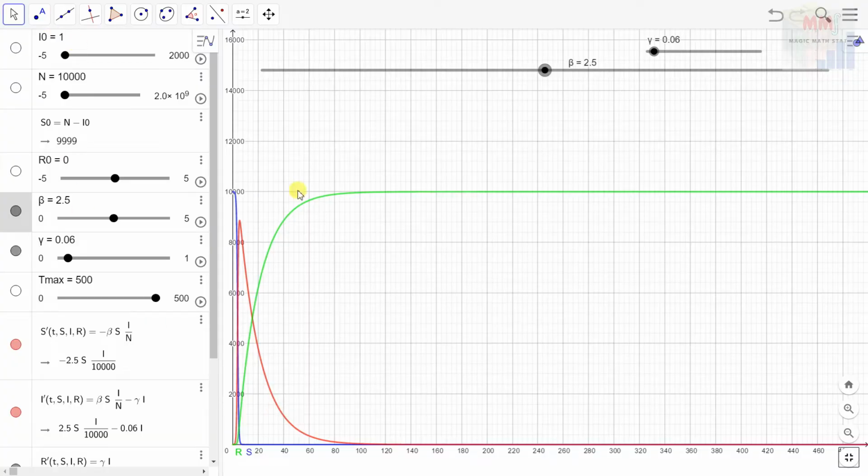In my graph, you can see three curves, one blue, one red and one green curve. The blue one represents the daily number of susceptible people, that is the people who are at risk of the infection but not yet infected. The red one represents the daily number of new infections and the green one represents the daily number of new recoveries.